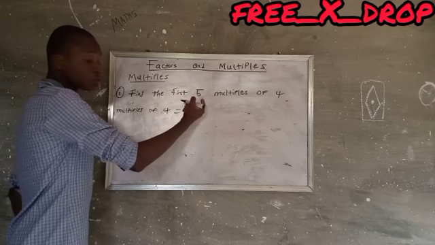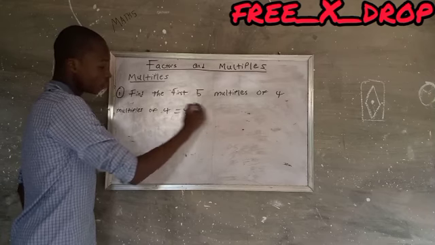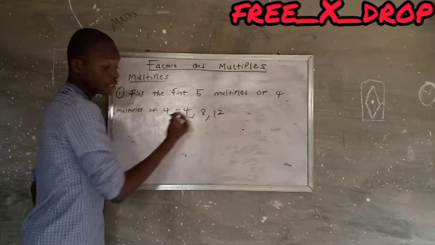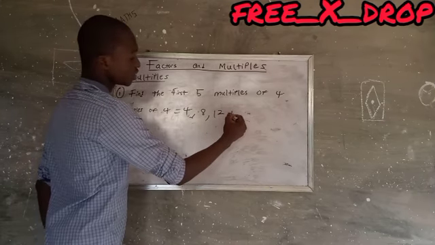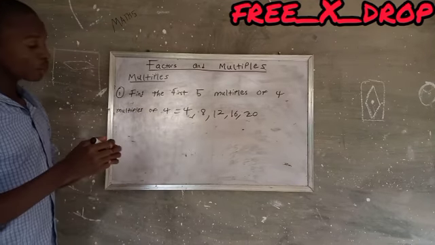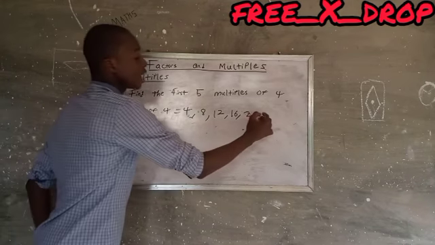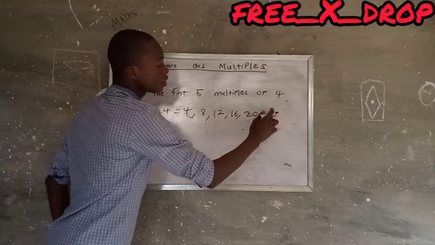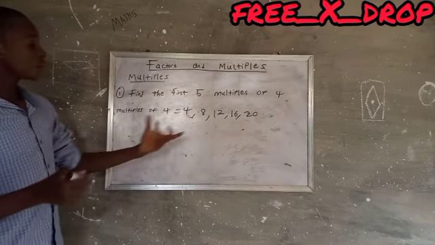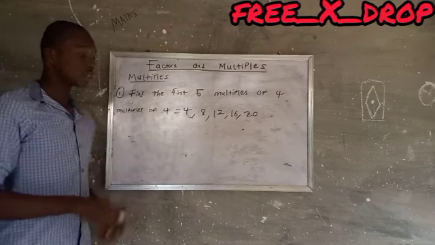They did not say find the first one or the first multiple. They say find the first 5. So now you go 4 plus 4 is 8. This is 2. 8 plus 4 is 12. This is 3. 12 plus 4 is 16. This is 4. And 16 plus 4 is 20. This is where you stop. Why? Because they said find the first 5. If they said find the first 6, then you will be adding another one, which is 24. But they did not ask you to find that. So these are the first 5 multiples, and these are your answer for questions like this. It's as easy as that.